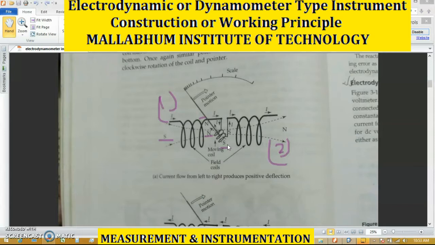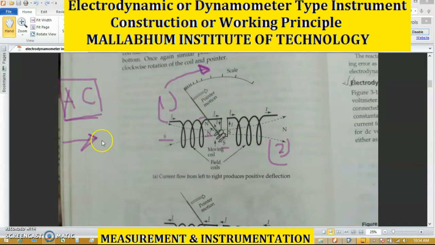So you can see that here I want to say that whatever the current may be, we are employing AC current. Now the AC current changes direction every half cycle. Even if we change the AC current direction, the pointer always moves in the rightward direction. How does this happen? That is the main principle of this instrument.